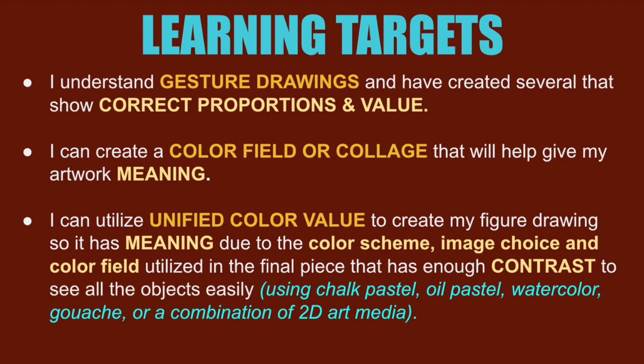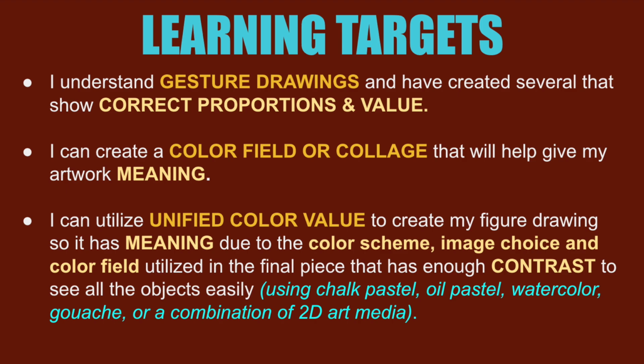The learning targets for this unit are: I understand gesture drawings and have created several that show correct proportions and value. I can create a color field or collage that will help give my artwork meaning. And I can utilize unified color value to create my figure drawing so it has meaning due to the color scheme, image choice, and color field utilized in the final piece that has enough contrast to see all the objects easily. The media that can be used for this assignment are chalk pastel, oil pastel, watercolor, gouache, or a combination of 2D art media.